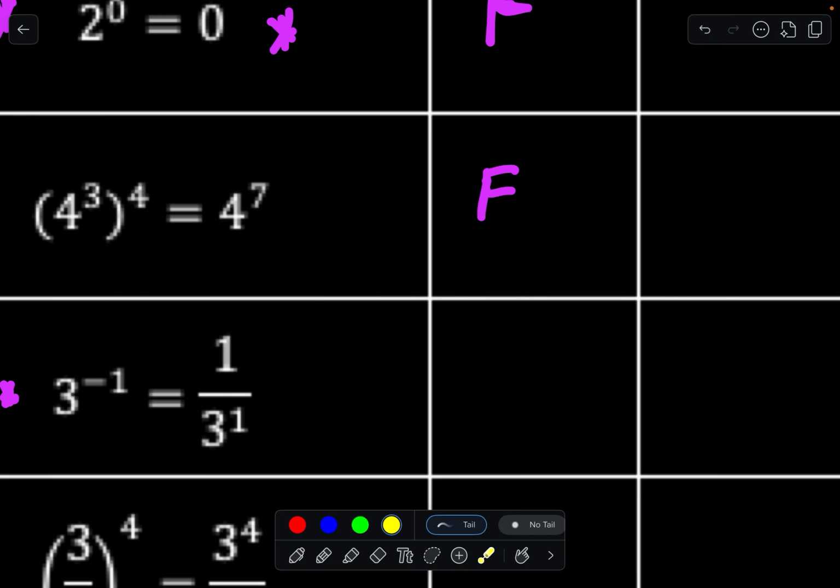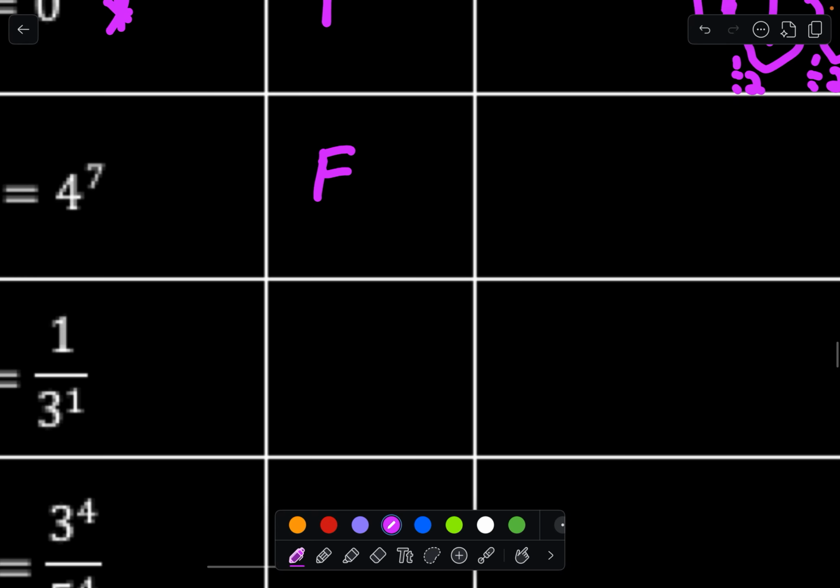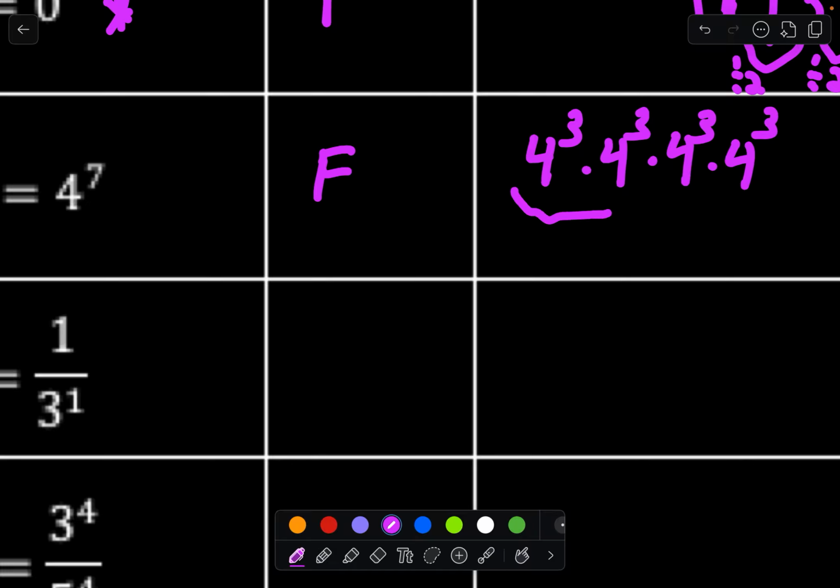This 4 on the outside says we're going to take this inside, which is 4 to the 3rd, and multiply it against itself 4 times. So I'm going to literally do that. So 4 to the 3rd to the 4th is 4 to the 3rd times 4 to the 3rd times 4 to the 3rd times 4 to the 3rd. I have, this is right here, 4 to the 3rd raised to the 4th power.